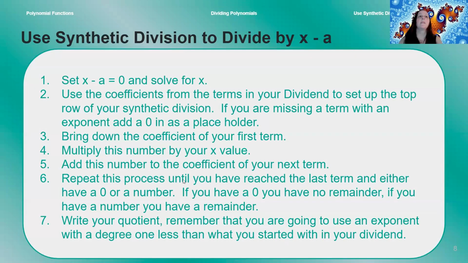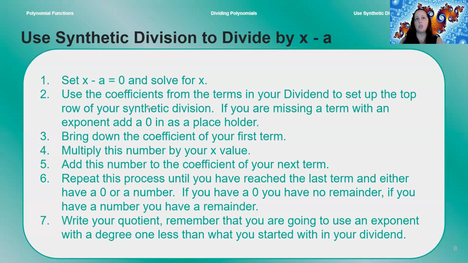Okay? We're only going to be dealing with divisors of 1x plus a or 1x minus a. I'm going to set x minus a equal to 0 and solve for x. I'm going to use the coefficients from the terms in your dividend to set up the top row of your synthetic division. So I'm just using the numbers that are out in front. So if I, again, had 3x squared plus 0 or plus 4, my numbers would be 3 and then 4.